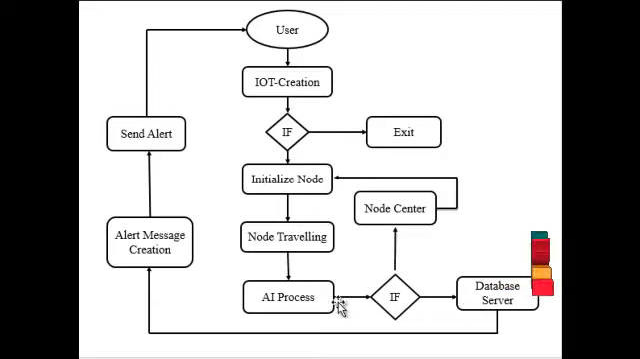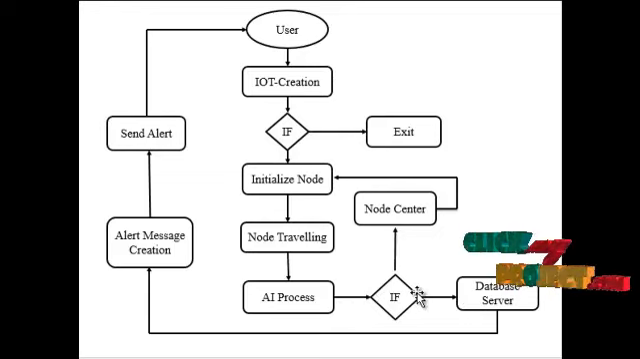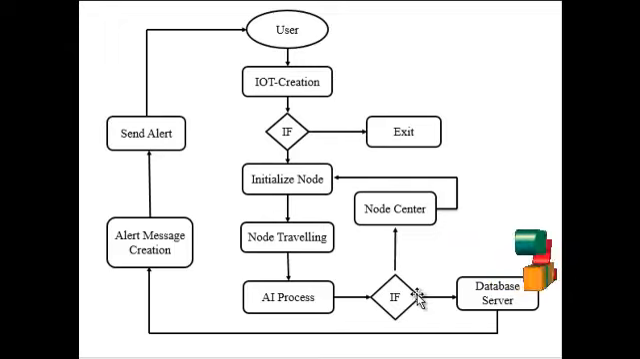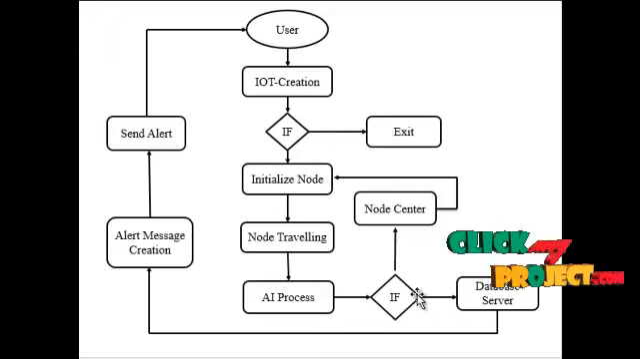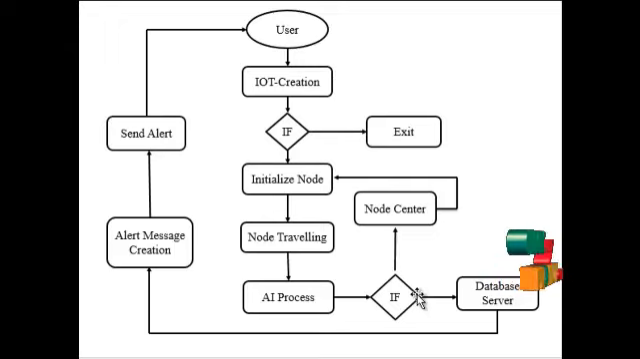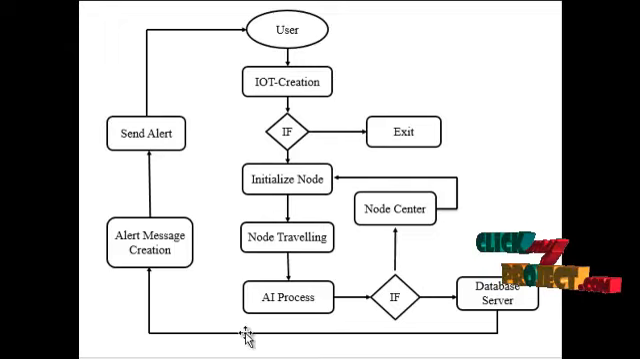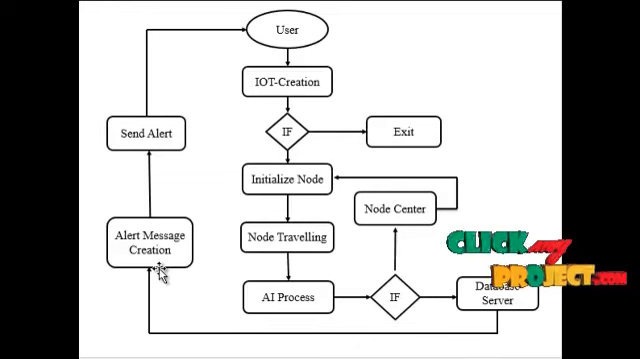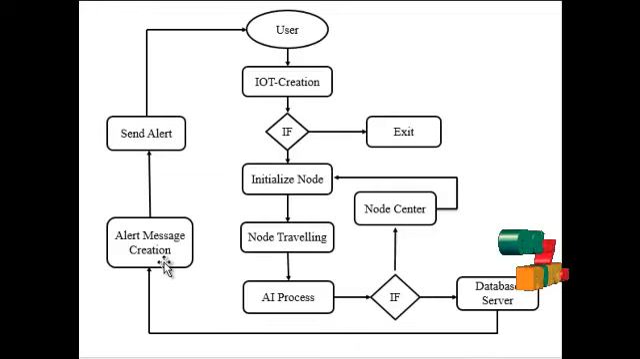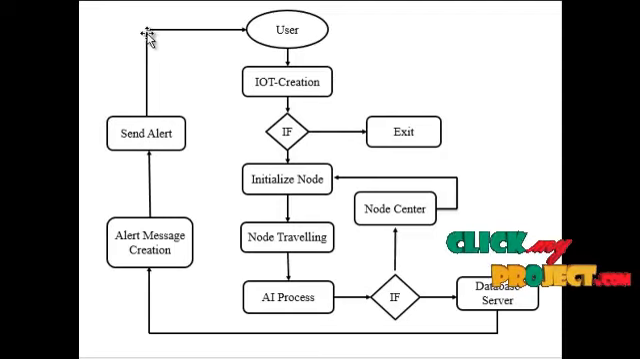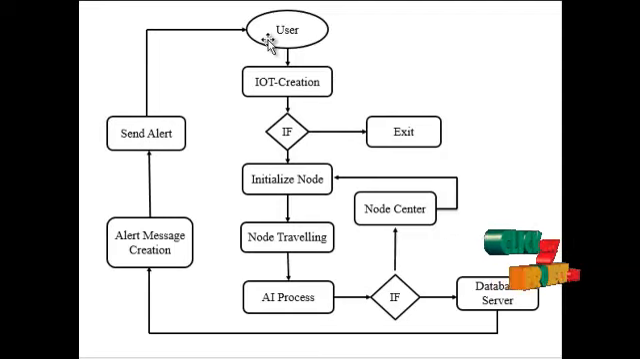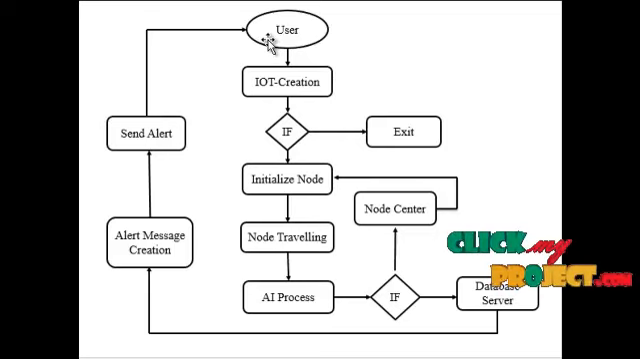Otherwise, if there are errors, it means that in your smart home the fridge is on and the light is on, and the pressure and temperature levels vary from the normal stage. This error alert message is passed to the alert message creation process. The alert message creation process creates the alert message and sends it to the user. The user views the alert message, and action is taken immediately in our smart home IoT process.